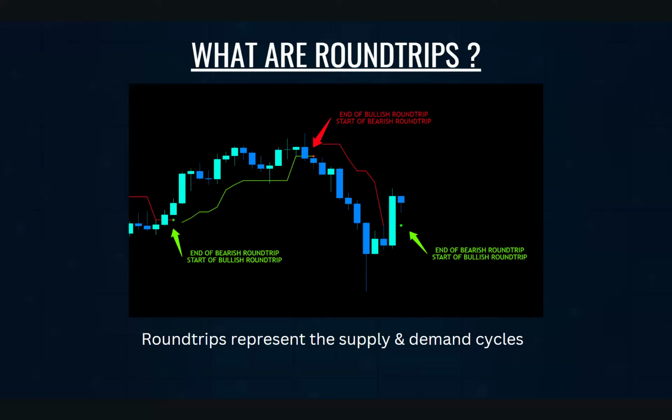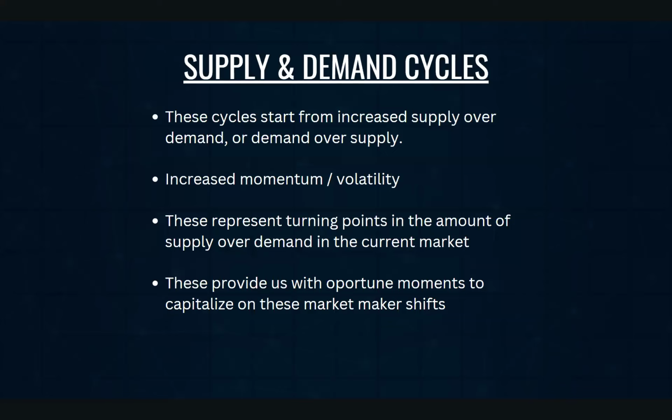These cycles are based on this incoming momentum, volatility, or this surge of supply or demand coming into the market, and it just marks it on your charts so you have a good understanding of where that is. These cycles start from increased supply over demand or demand over supply. They let you know when we've got increased momentum or volatility happening in the chart. These represent turning points in the amount of supply over demand in the current market, and they provide us with opportune moments to capitalize on these market maker shifts.